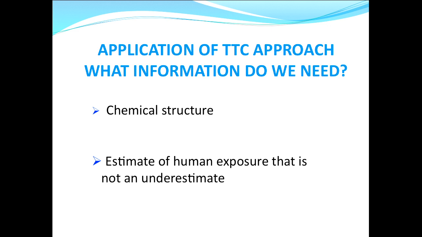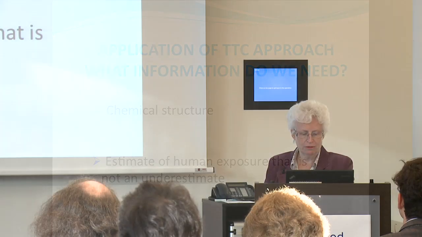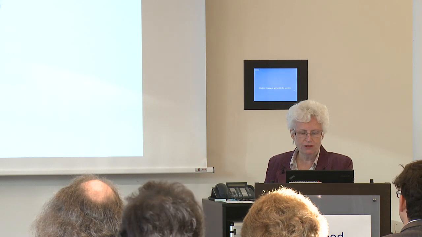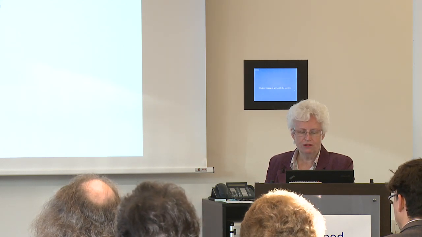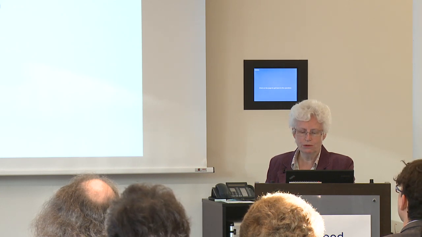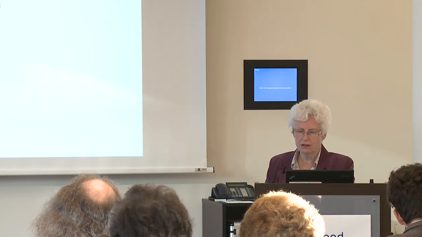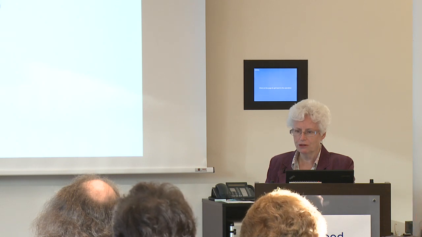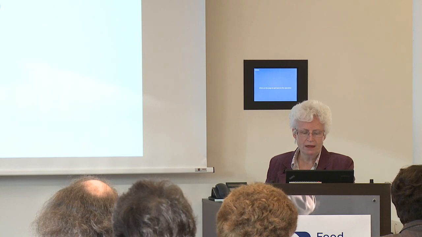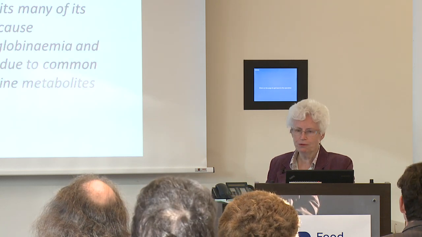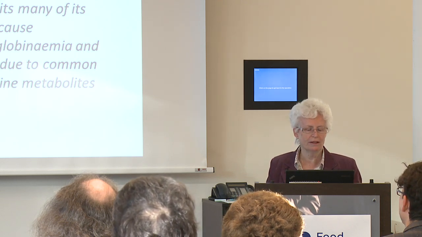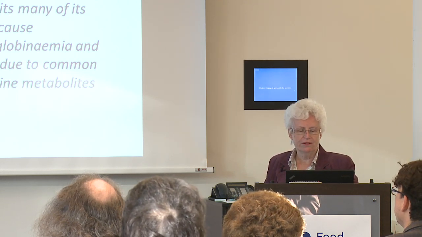I won't be talking about the exposure side of the equation at the moment in this talk, but I'm sure others will later. So I'm going to focus on the structural classes that were devised by Cramer, Ford and Hall, who were scientists who were principally working in the context of evaluating flavouring materials many years ago. And I just wanted to discuss at the start what is the thinking behind their scheme.